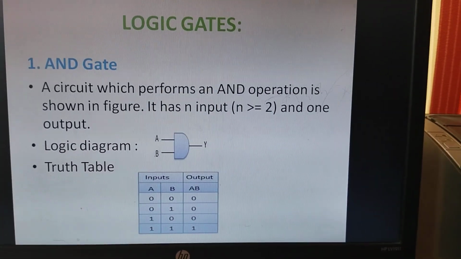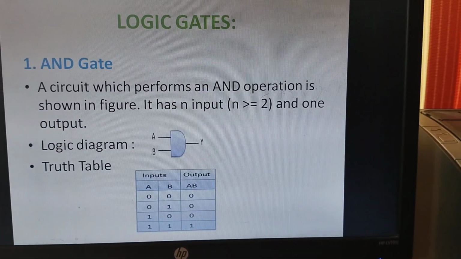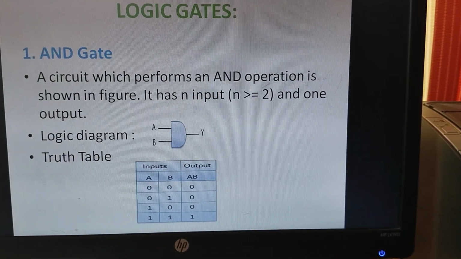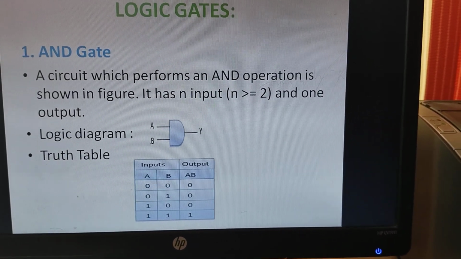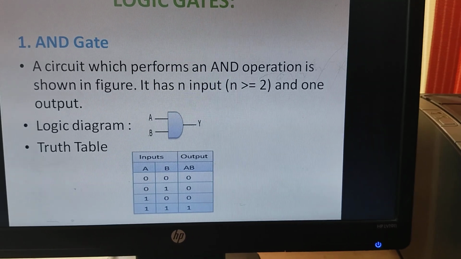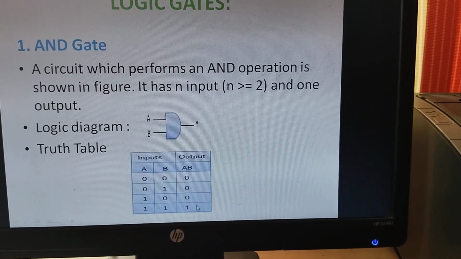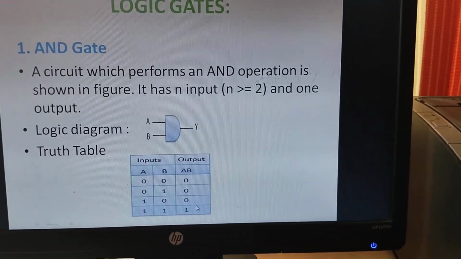First one is the AND gate. A circuit which performs an AND operation is shown in the figure. Here A and B are the inputs, Y is the output. It has n inputs, where n is greater than or equal to 2, and 1 output. Here the truth table shows inputs and output. A and B are the inputs, output is AB.